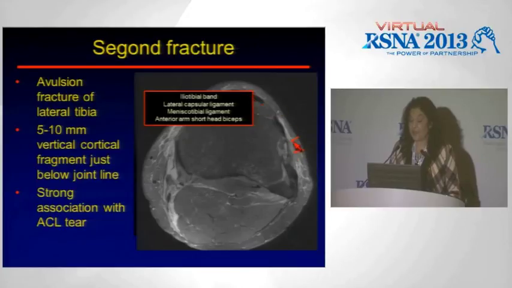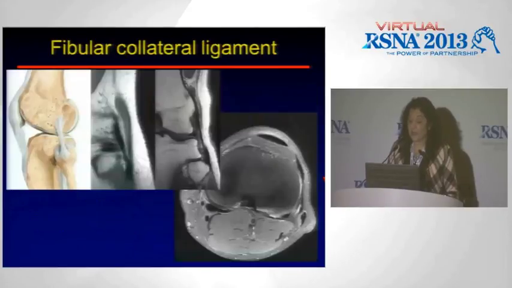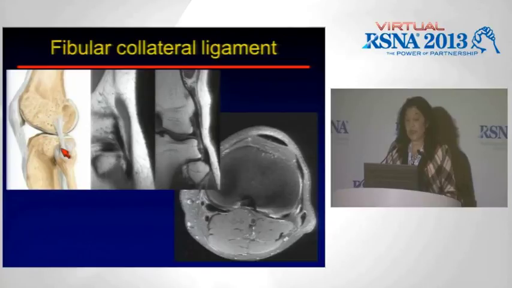What exactly causes this fracture is debated. There are a number of different postulated mechanisms, including the iliotibial band, the capsular ligament, and then smaller structures coming from more posterior, such as the short arm of the biceps. Behind that, we come into our fibular collateral ligament. This is a stout ligament. It's easily seen on MR, but if you're using your coronal images, you may not see it all on one slice because it angulates posteriorly as it heads downward.